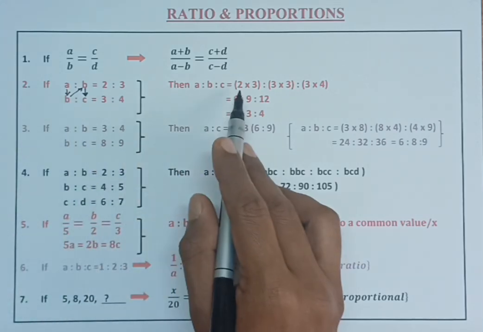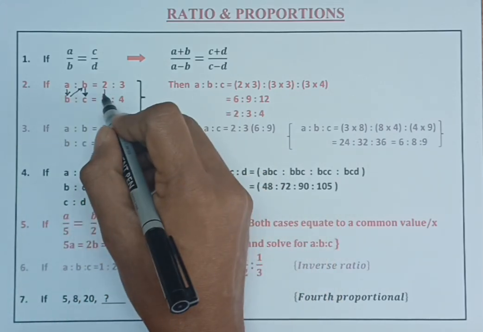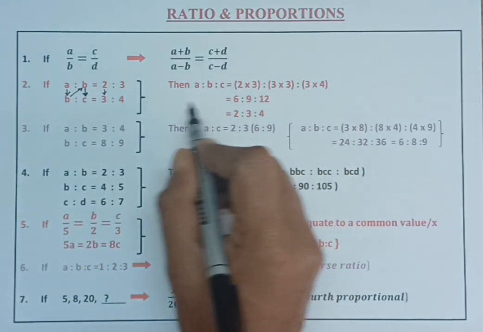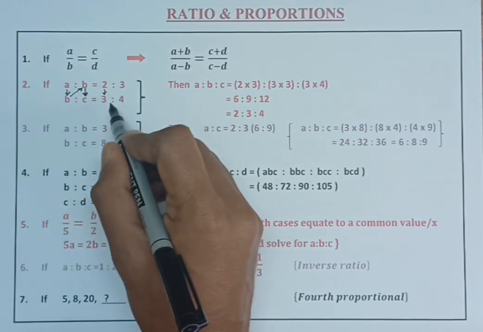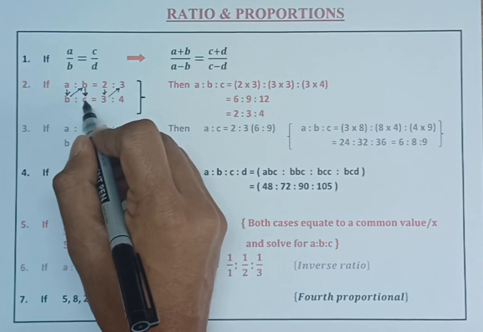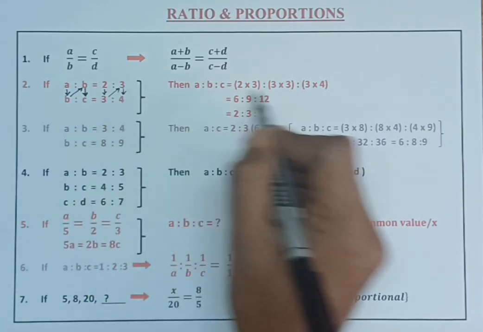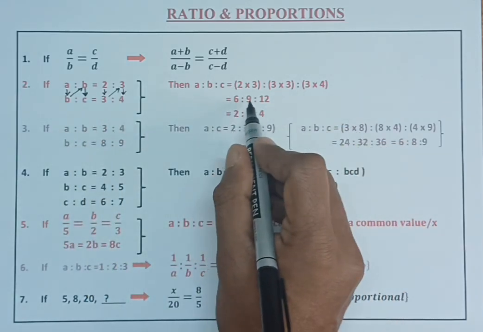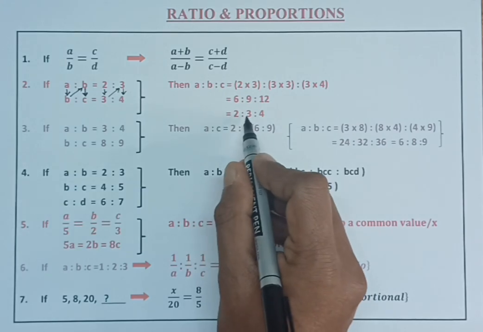A into B, that is 2 into 3, then B into B, that is 3 into 3, then B into C, that is 3 into 4. So the ratio will be 6 is to 9 is to 12, reduced to 2 is to 3 is to 4.